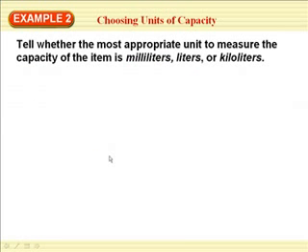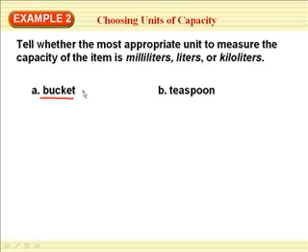Okay, example number 2. That one went pretty quick, didn't it? Example number 2 says, tell whether it is the most appropriate unit to measure the capacity of the item: milliliters, liters, or kiloliters. Okay, a bucket. We're not going to fill a bucket up with an eyedropper. That's kind of how I think about it. And a bucket isn't going to be a bathtub. So for bucket, I think we should use liters. A teaspoon is really little. It's like what you eat your soup or your cereal with. So for that one I'm going to use milliliters.